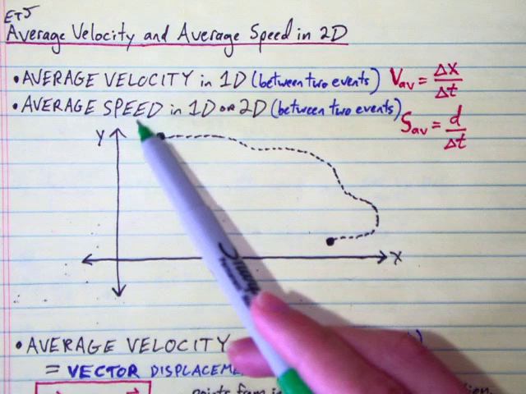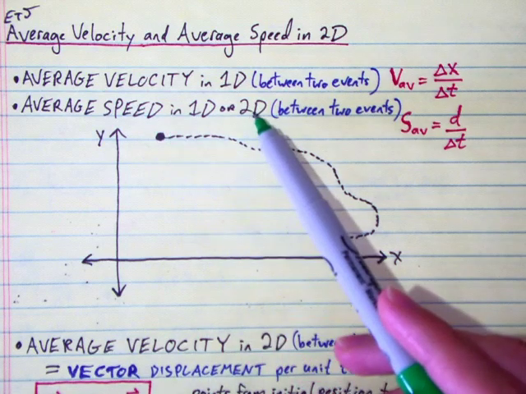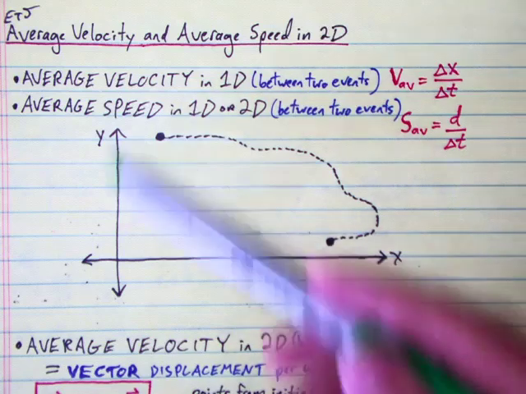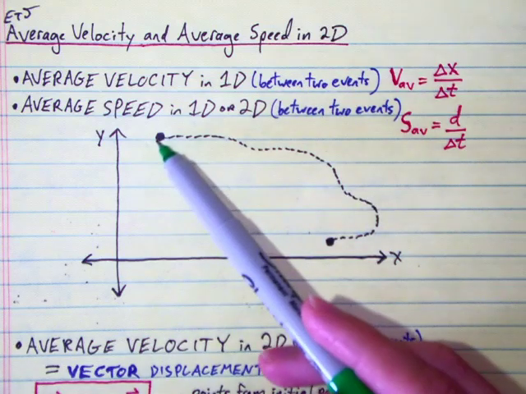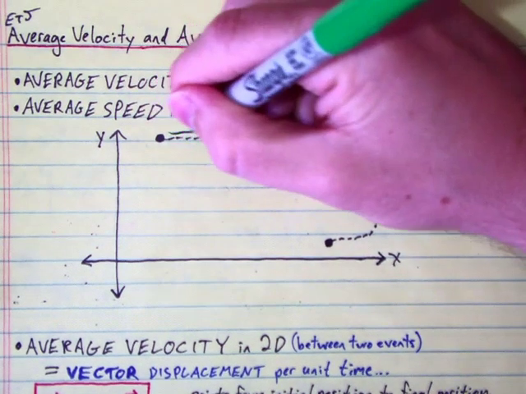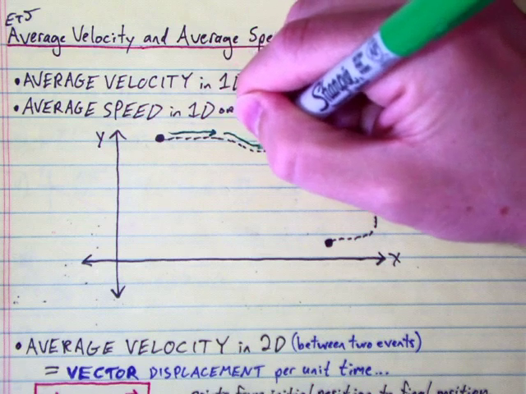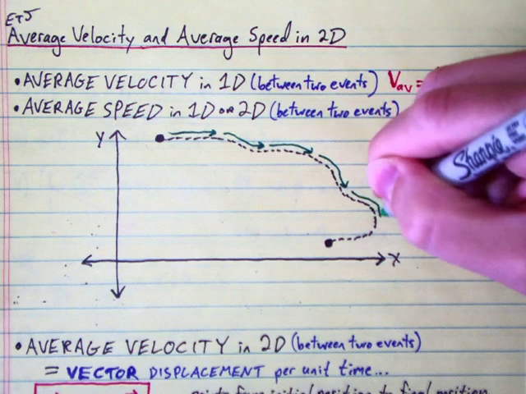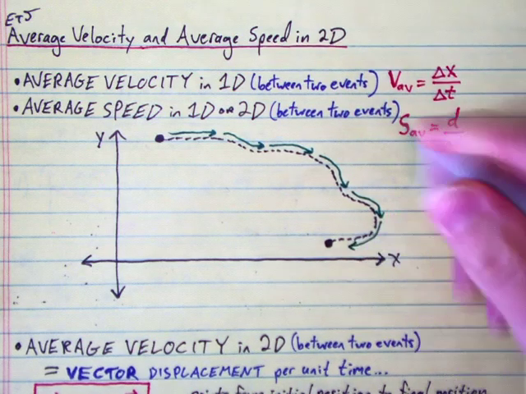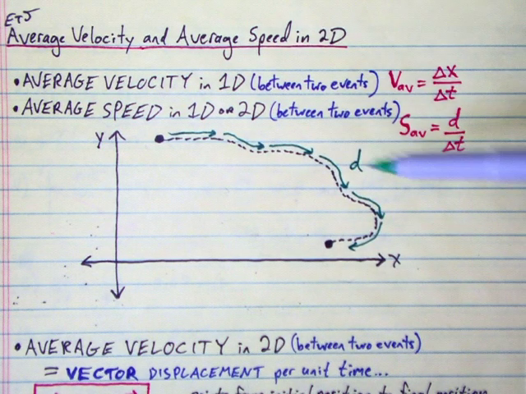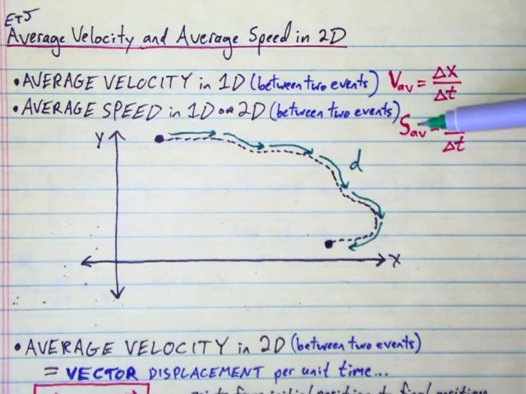It's going to be a little more complicated to define. Average speed, however, is going to be exactly the same in 2D as it was in 1D. That was just the distance you traveled over the time that it took. So in two dimensions here, if we're starting at this position, moving along this path to our ending position, then the distance traveled is just this total distance added up here. All these steps along your path make up the distance traveled, and that divided by the time it takes will give you the average speed.